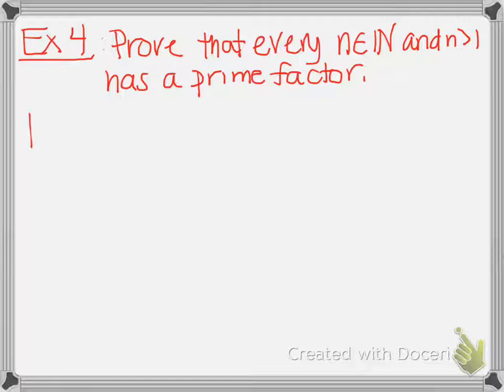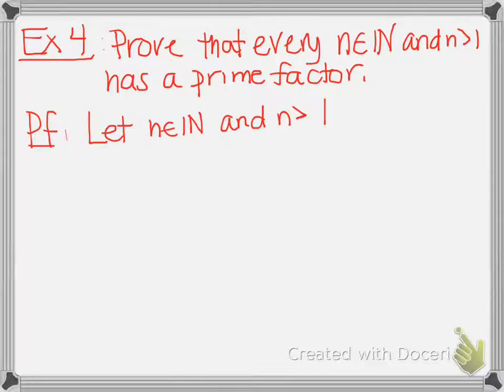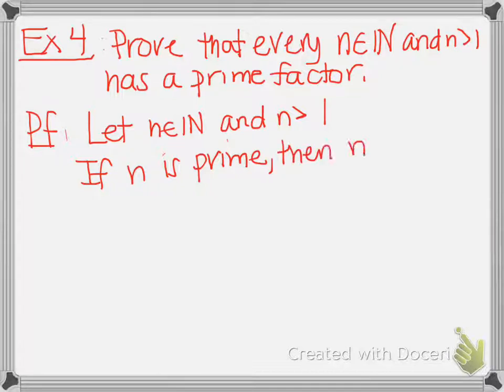So the proof of this, similar to what we did before, I want to be consistent. Let n belong to the naturals and n is greater than 1. All right, so if n is prime, then n is a prime factor of n, right?